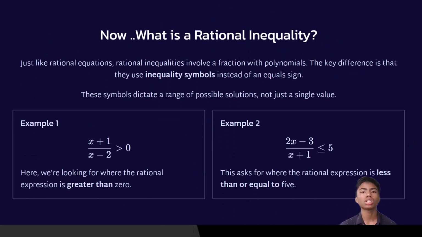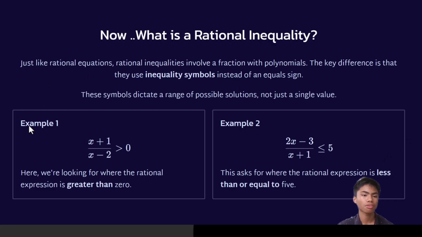Now, what is a rational inequality? Just like rational equations, rational inequalities involve a fraction with polynomials. The key difference is that they use inequality symbols instead of an equal sign. These symbols dictate a range of possible solutions, not just a single value.